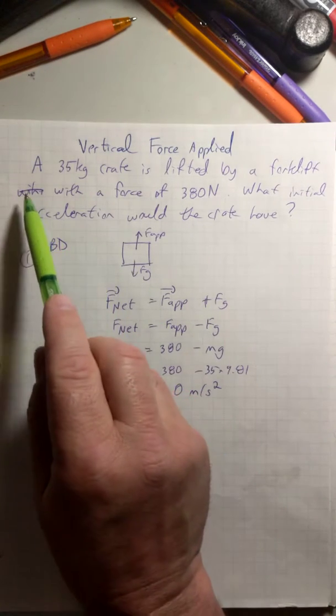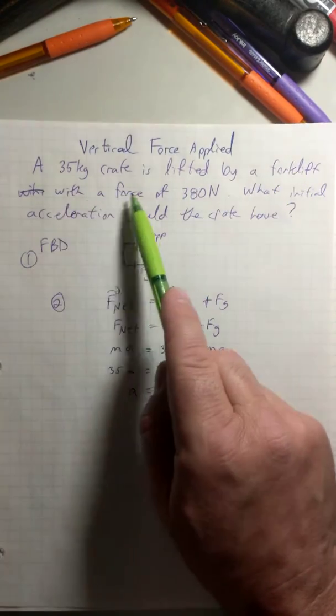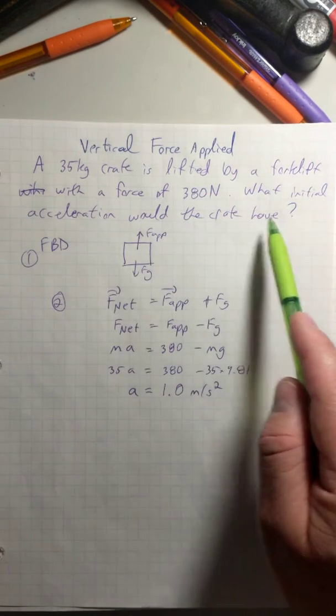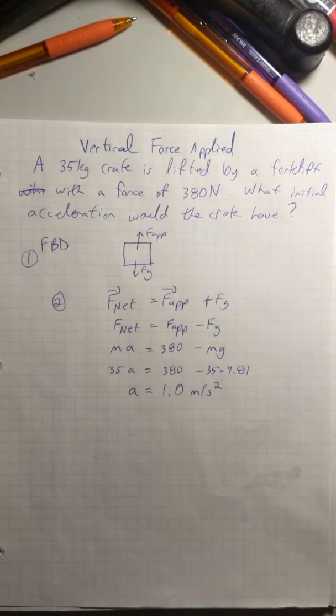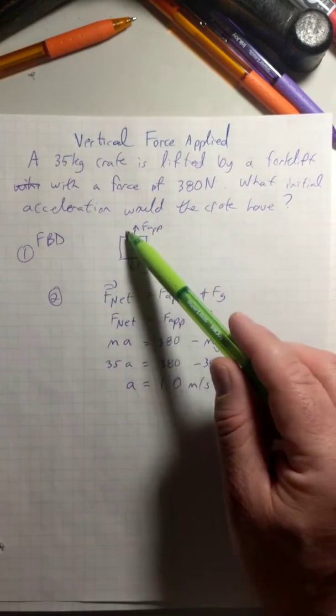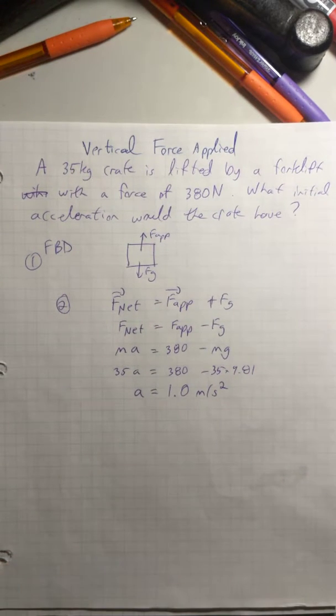So in this question, it says a 35 kilogram crate is lifted by a forklift with a force of 380 newtons. What initial acceleration would the crate have? So you still want to draw your free body diagrams. So this is our 35 kilogram crate. You notice I use a crate so I don't have to actually draw and show my art skills.